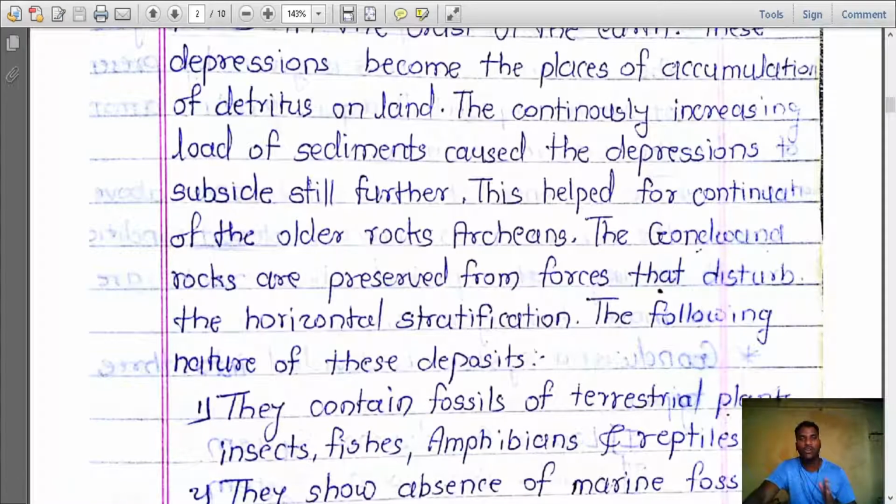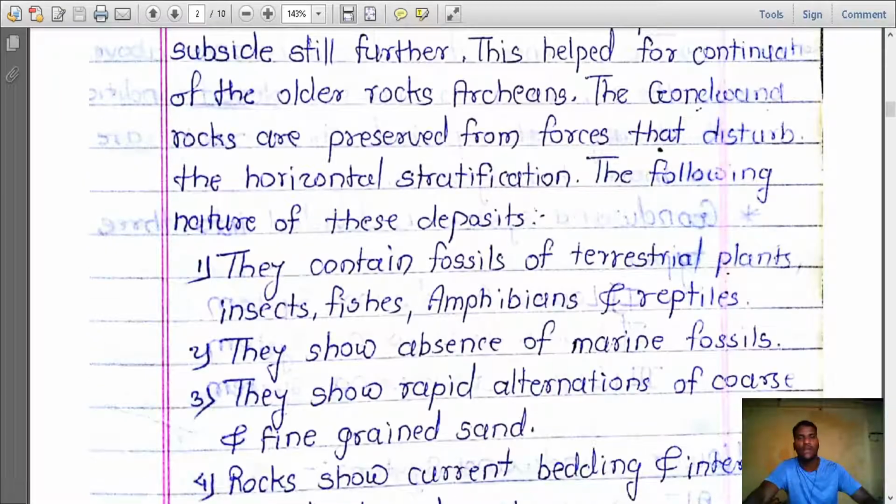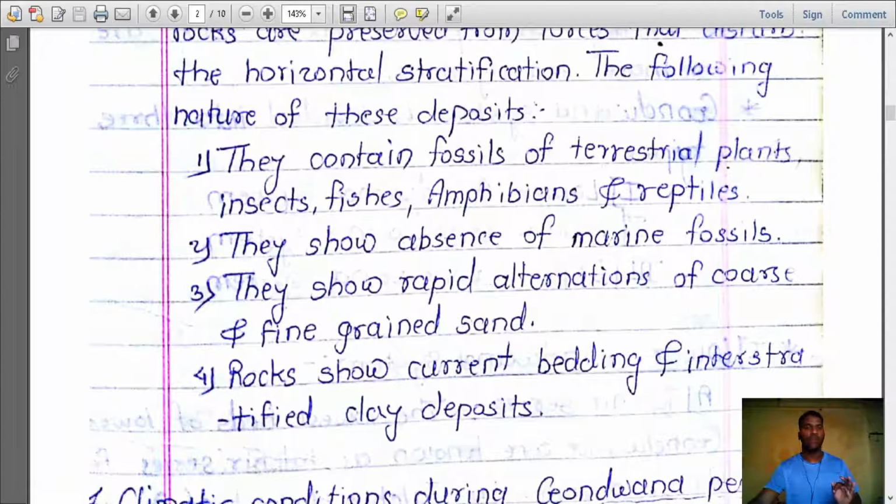The deposits have the following nature. They contain fossils of terrestrial plants, insects, fishes, amphibians and reptiles. They show absence of marine fossils. This is a unique feature, the absence of marine fossils. They show rapid alternation of coarse and fine grained sand. Rocks show current bedding and interstratified clay deposits.